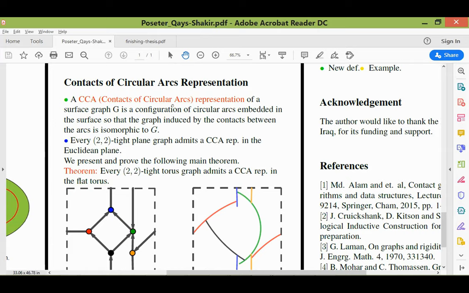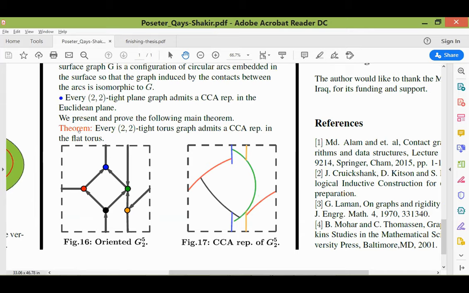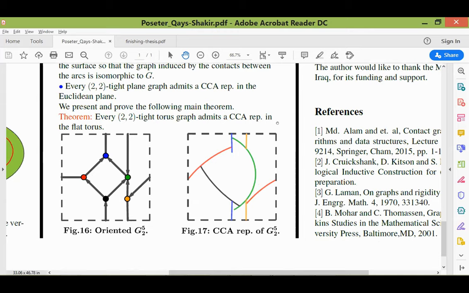from 116 graphs by the three topological moves that I talked about, then we employed the theorem to prove this theorem, which says that every two-two tight torus graph admits CCA representation of that torus. And from that, we got a really nice result showing that every two-type torus graph admits CCA representation.